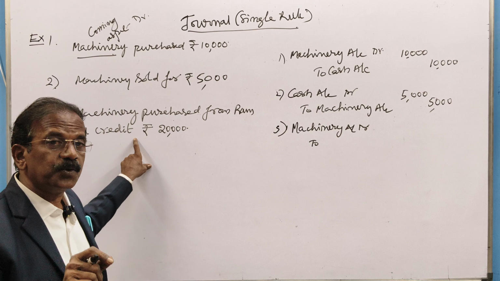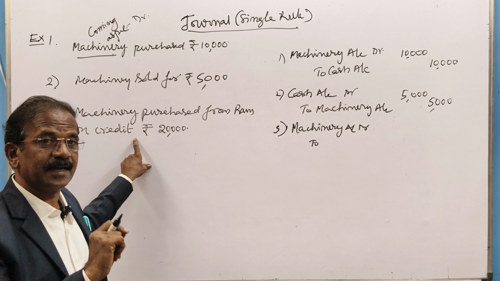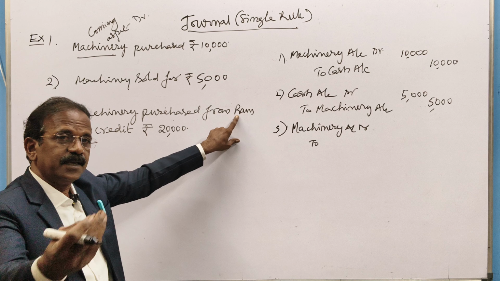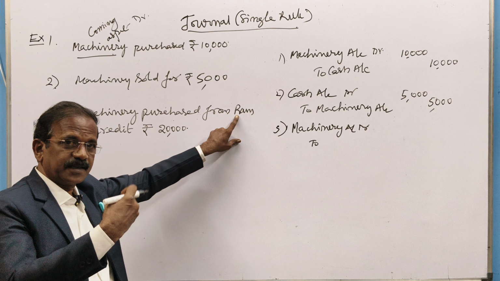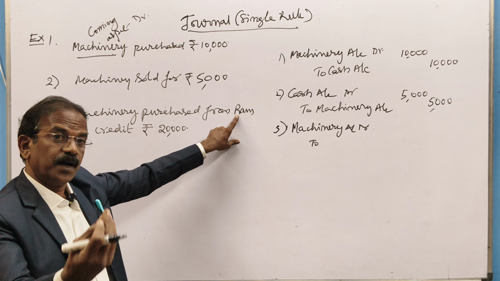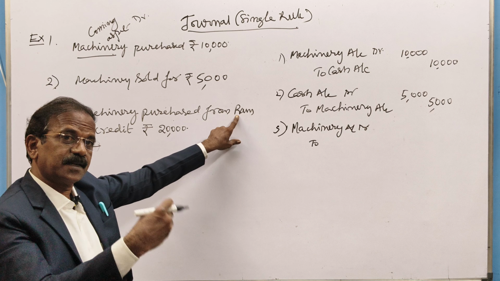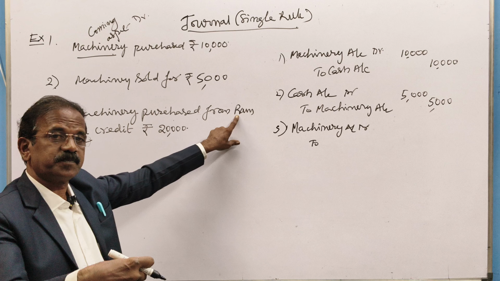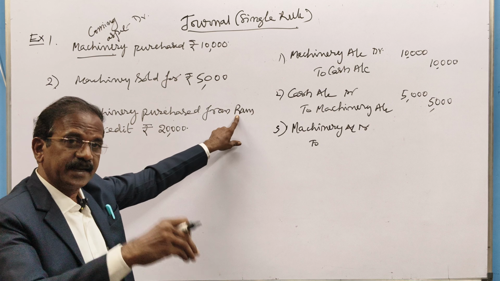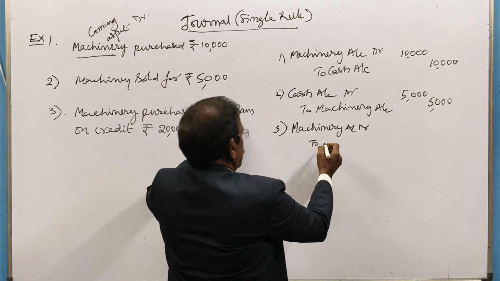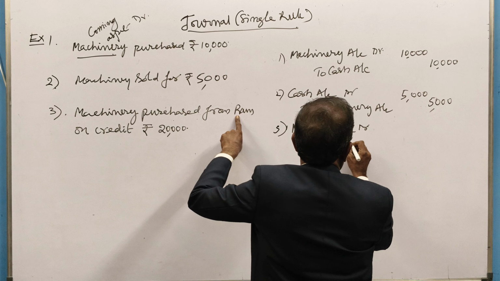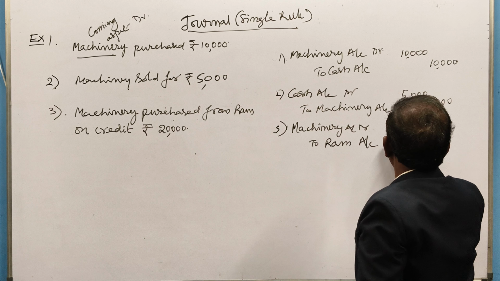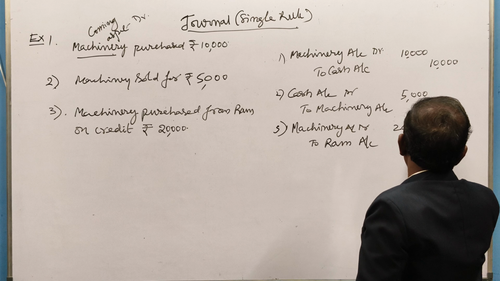Now with whom is that going aspect? With Ram, going aspect is there. He is losing the machinery, we are receiving the machinery. So Ram has the going aspect, that is machinery. So when the other person has the going aspect, we must write his name: to Ram account. Amount is 20,000.